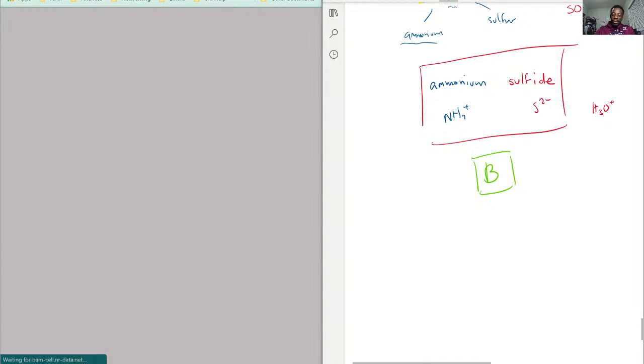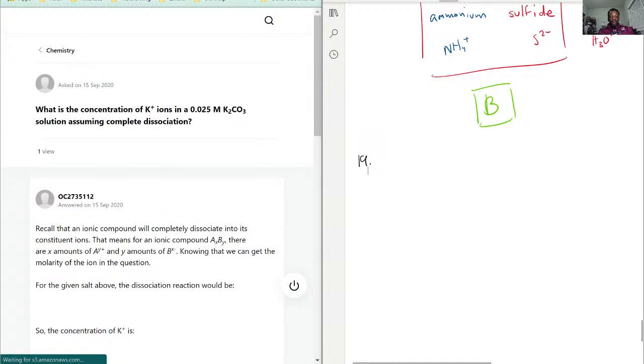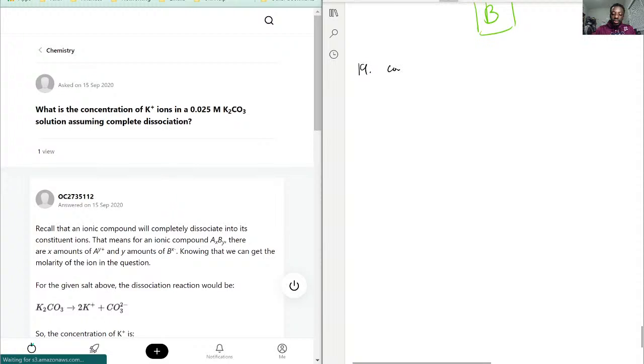Now question number 19. Okay. What is the concentration of K plus ions in 0.025 moles per liter, molarity, of K2CO3 solution, assuming complete dissociation?